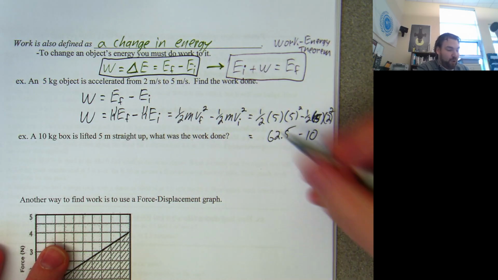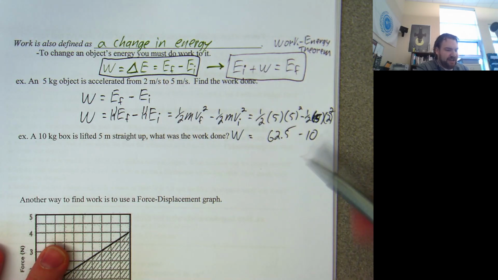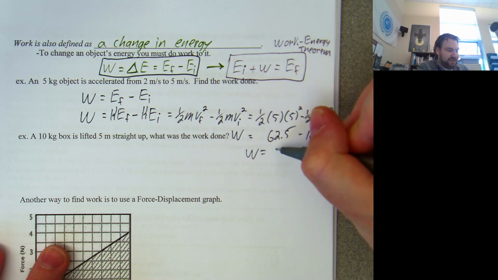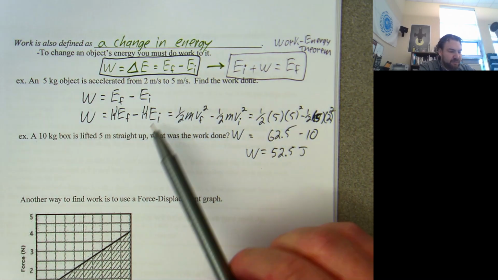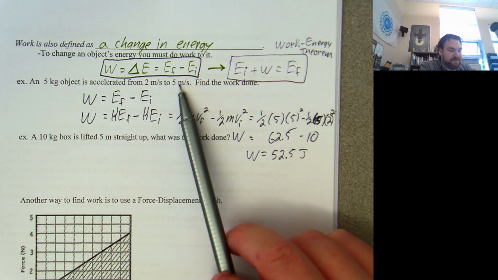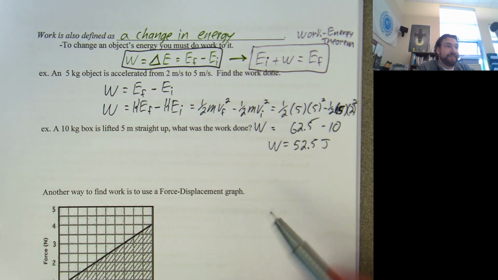So the work is going to be equal to 62.5 joules minus 10 joules. That means to change the velocity of this object from 2 meters per second to 5 meters per second, you had to do 52.5 joules worth of work. That's it.